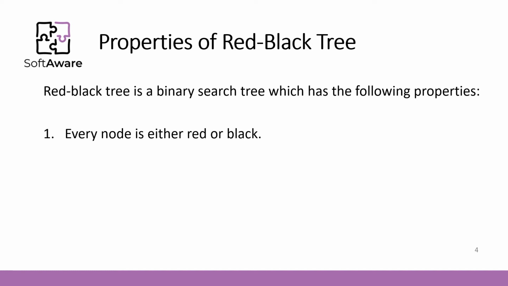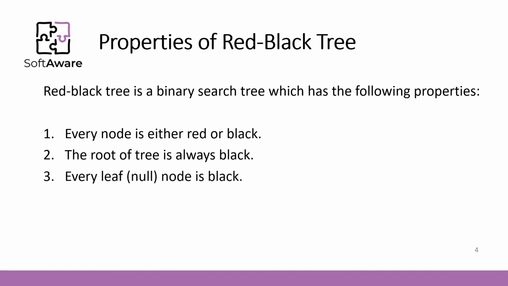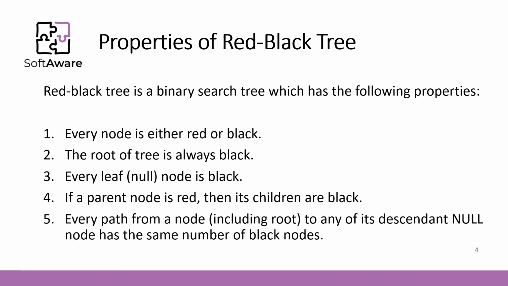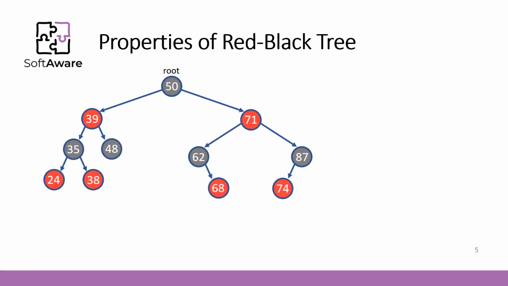Every node is either red or black. The root of the tree is always black. Every leaf, which means null nodes, is black. If a parent node is red, then its children are black. Every path from a node, including the root node, to any of its descendant null nodes has the same number of black nodes. So let's see the 5 defined properties and how they are correlated with the given red-black tree in this example.